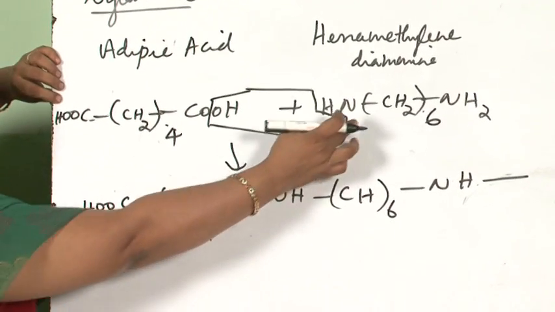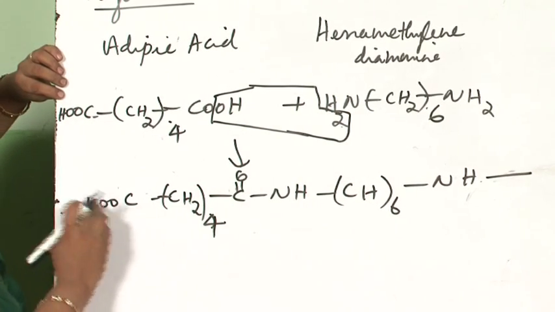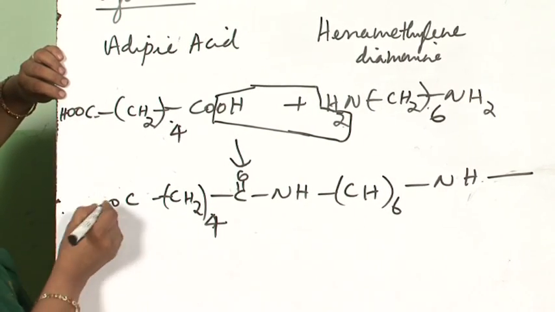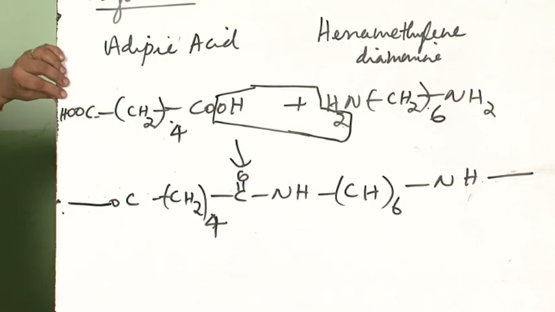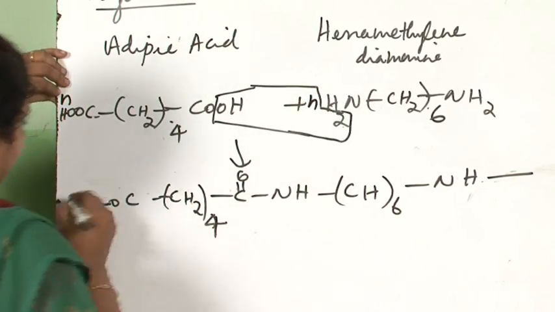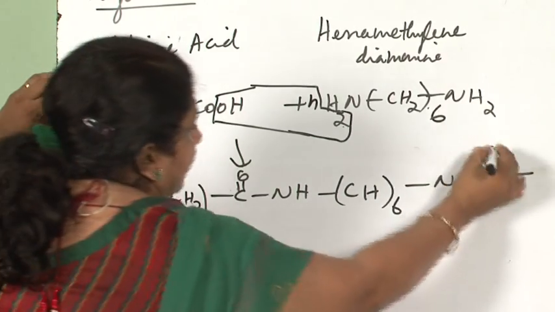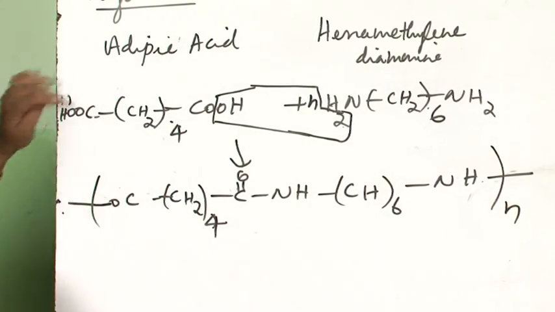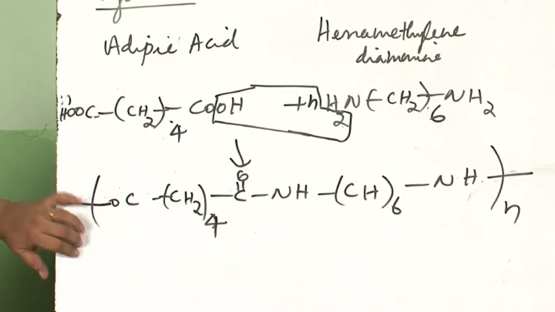Suppose here hexamethylene diamine comes, one H will combine with this OH. So this OH will always be going. So we show it as a valency. Then we can write this is N, so that this is n times. This polymer is called nylon 6,6.